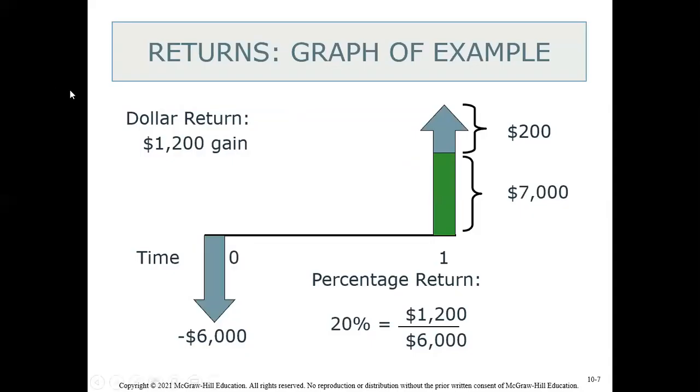So if we look at this horizontal axis as our time, at time 0, we spent $6,000. At the end of year 1, we sold the stock for $7,000, resulting in $1,000 in gain, plus we received $200 in dividends. So overall, $1,200 gain, dollar return. So it's just a picture of that formula.